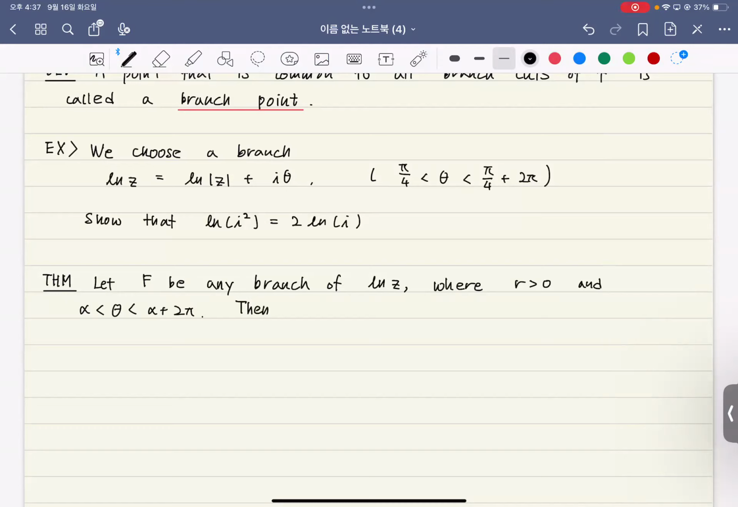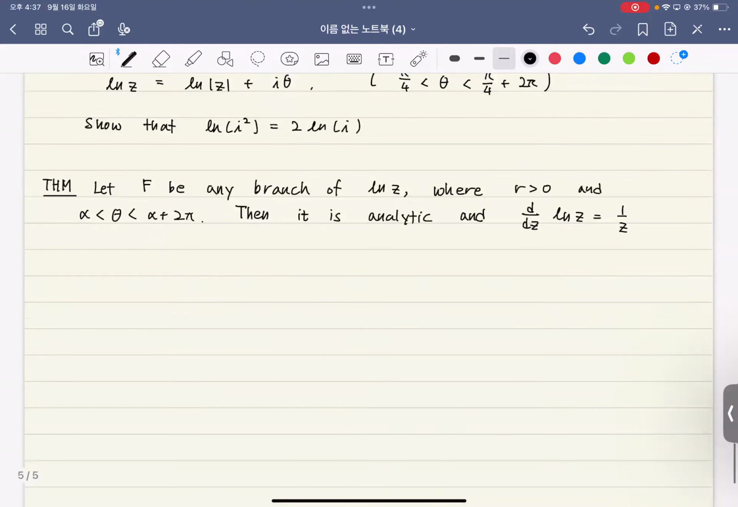Then my function is analytic, and the derivative of this branch is just 1 over z. Okay, since now finally we are dealing with a single valued function, we can finally discuss the derivative of this function.